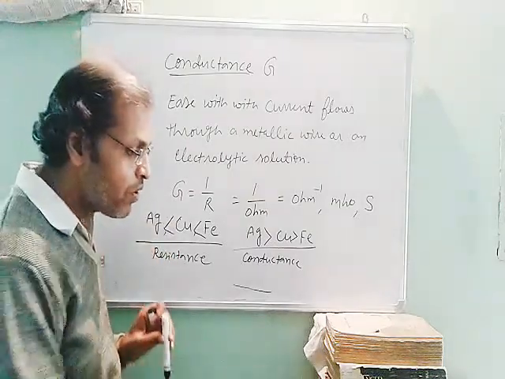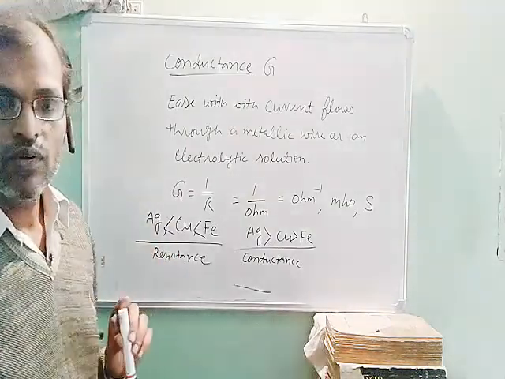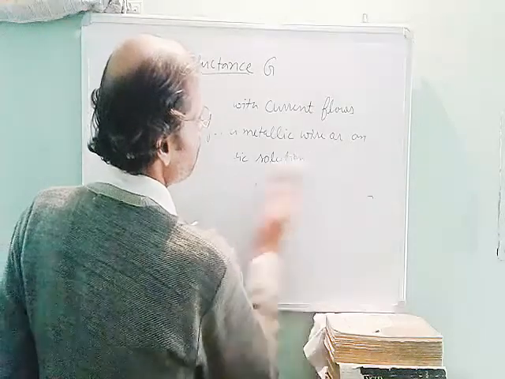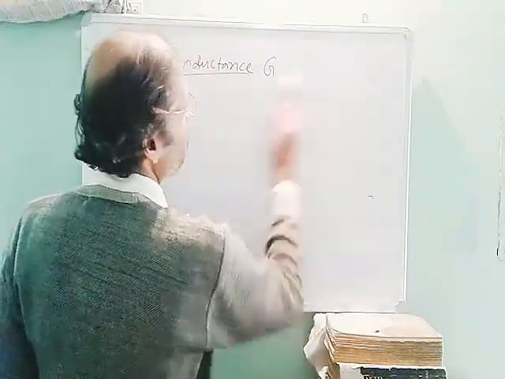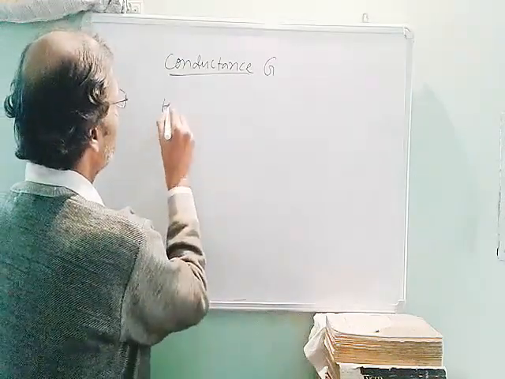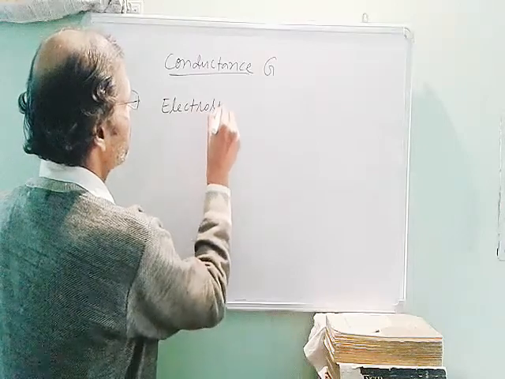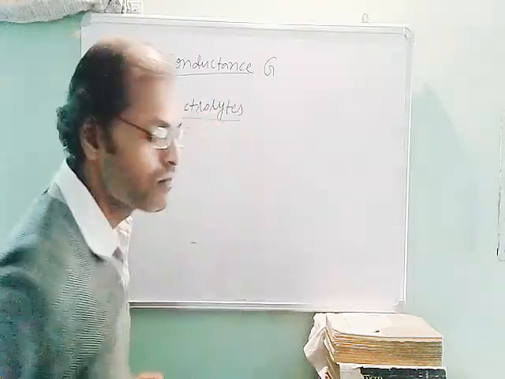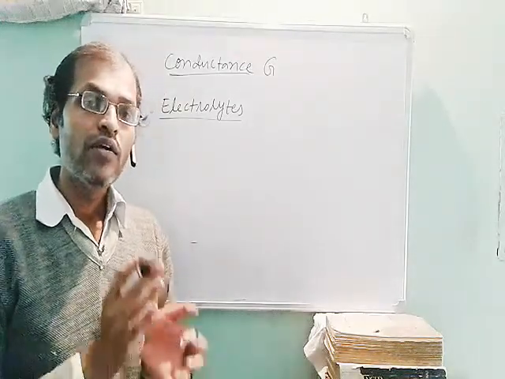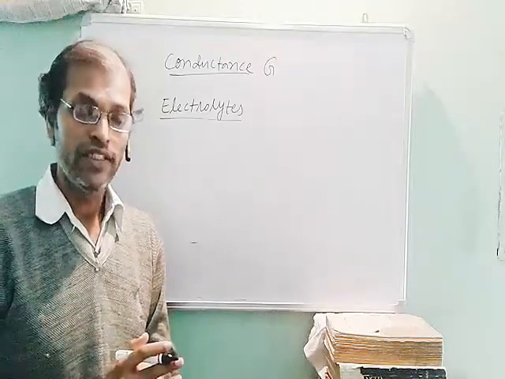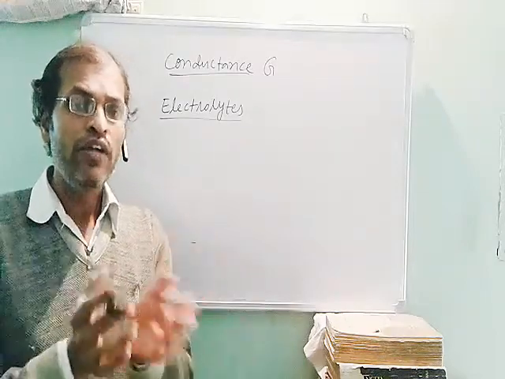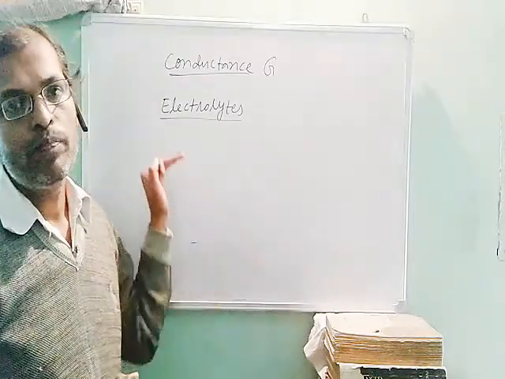Okay. When we talk about the conductance of electrolytes, then we should first focus on the definition of electrolytes. What are electrolytes? Electrolytes are those chemical compounds which are bad conductor of electricity in solid state, but in solution form and in molten form they can allow current to pass through them.